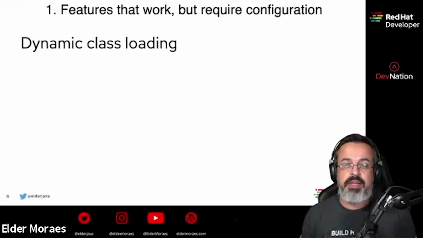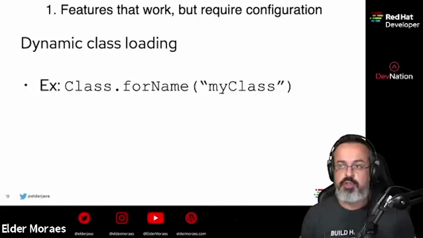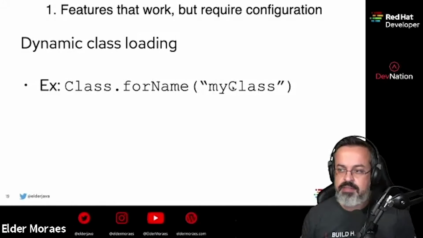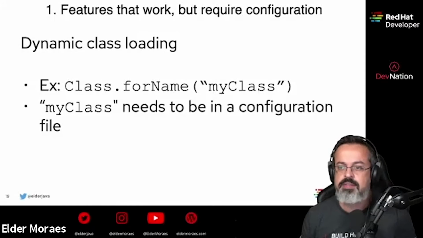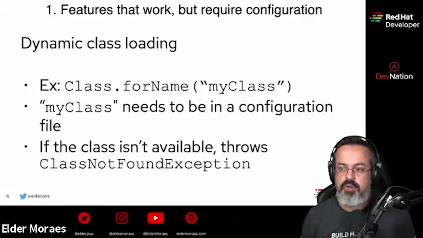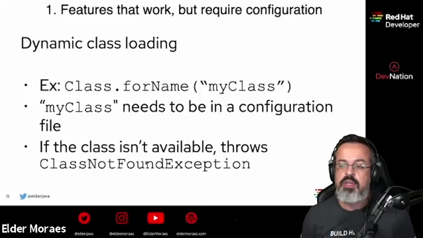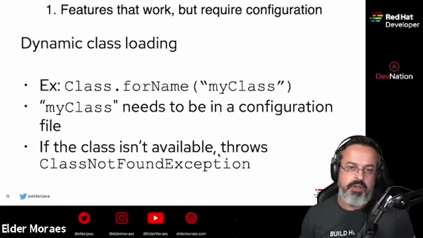First, dynamic class loading. If you use dynamic class loading, something like Class.forName with my class, this class needs to be in a configuration file. And if the class isn't available while you are compiling the application, you will get a class not found exception.